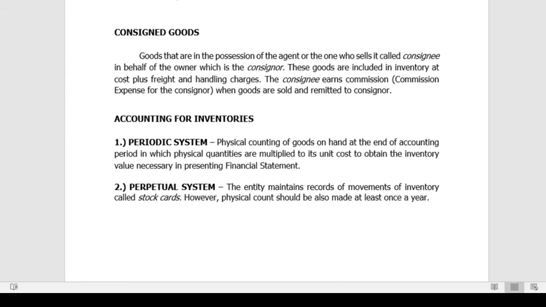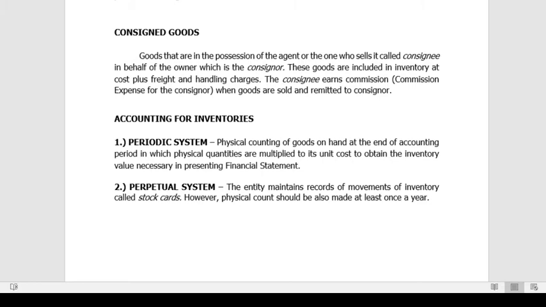Under intermediate accounting, this has been very vital, even in the CPA board exam, is the concept of consigned goods. Ano ba itong consigned goods? Maybe some of you are familiar with the consignment agreement. The goods that are in the possession of the agent or the one who sells it, called the consignee, in behalf of the owner, which is the consignor. These goods are included in inventory at cost plus freight and handling charges.